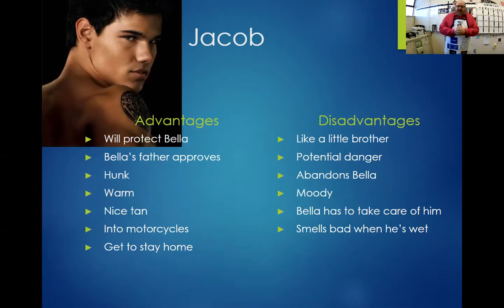Yeah. All right. So Bella will also kind of have to take care of him. He's a little bit of a needy guy. Needs a lot of attention, emotional attention, and stuff like that. And well, again, he is a werewolf, which means ultimately he's a dog. So when he gets wet, ooh, wet dog smell, right? Not always a good thing. Okay, so there are the two choices. There are the advantages and disadvantages of each one, right?